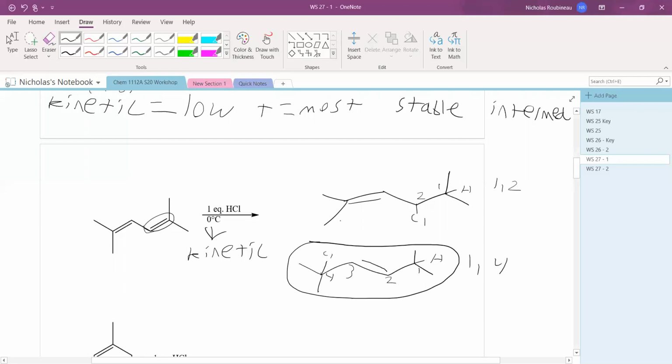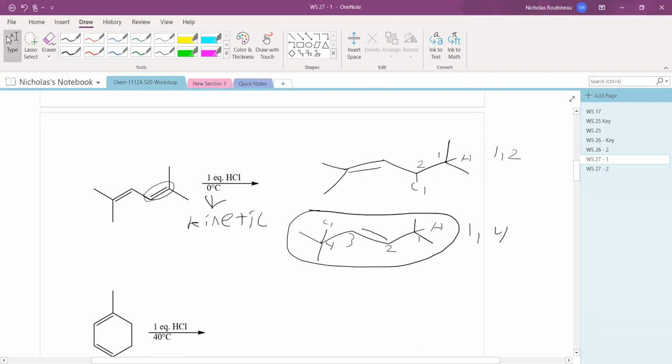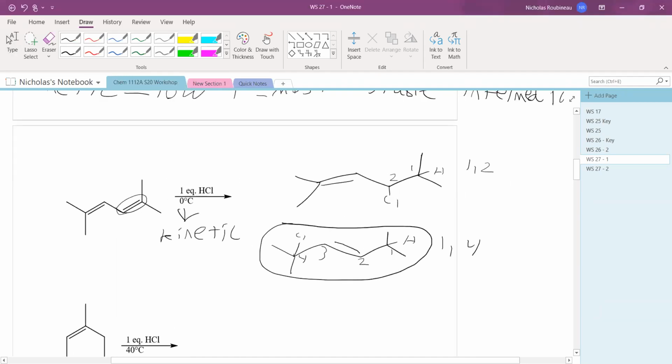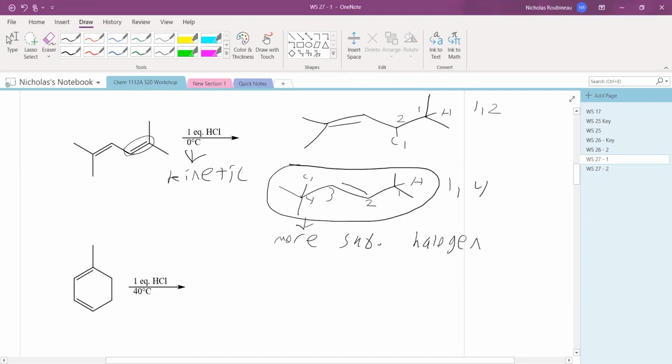So thermodynamic doesn't necessarily mean it's going to be 1,4, and kinetic doesn't necessarily mean it's going to be 1,2. It depends on the substrate and what kinds of products you can get. So just put 1,4, because it had a more substituted halogen. That's why that's the major product too.